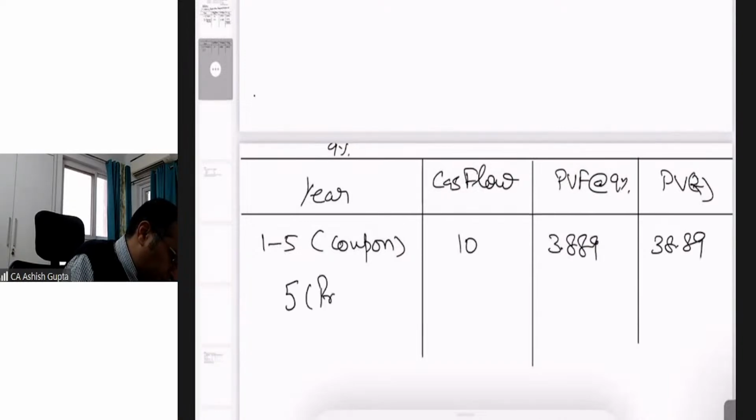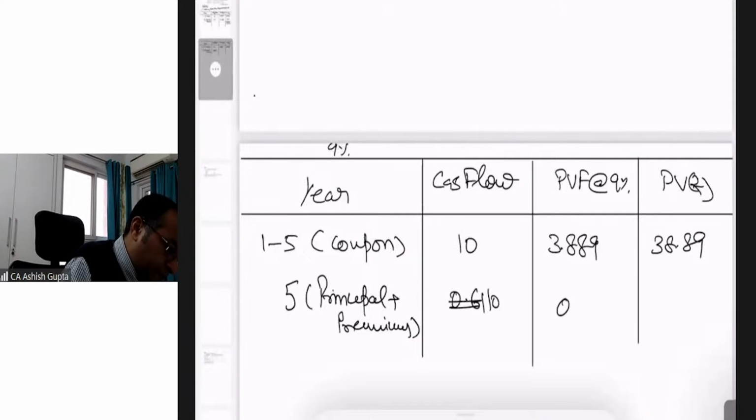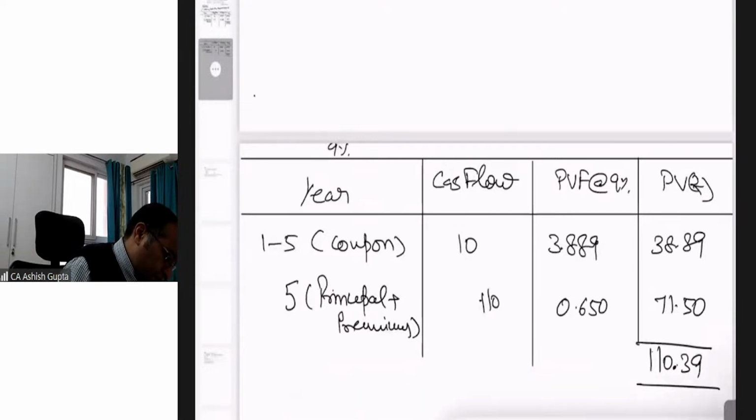In the fifth year, principal plus premium, sorry, 110. Okay, so this much of value is justified. Okay, now let us move to the next one.